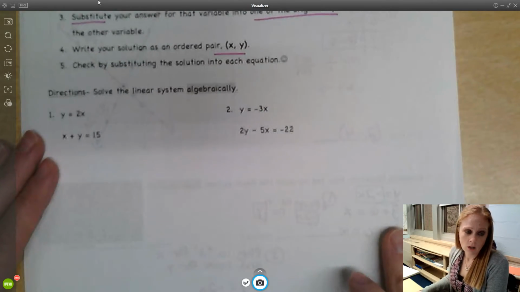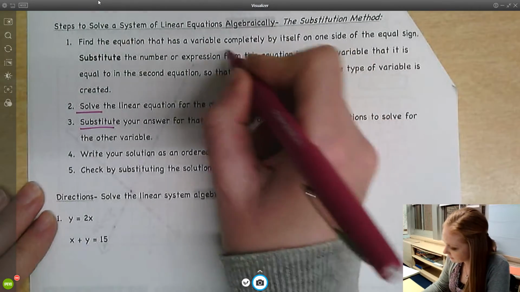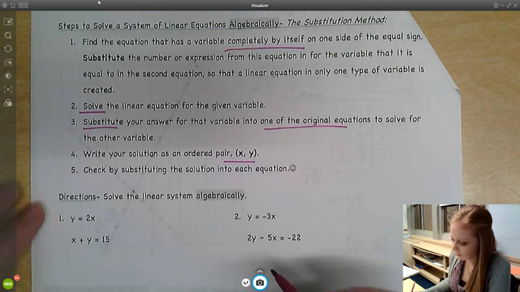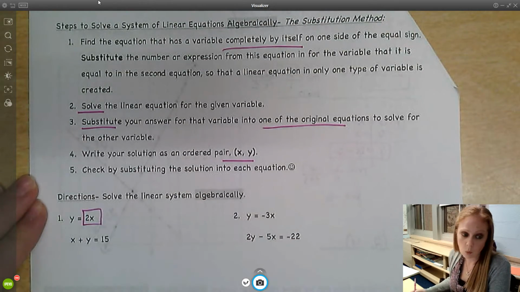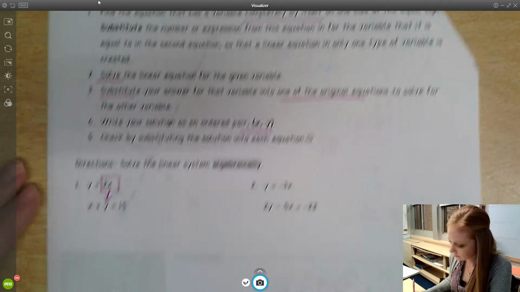Okay. So we're looking for the equation with a variable by itself. So here we have a variable by itself on the first equation. The y is by itself. It says y equals 2x. So we can take that 2x and plug it in for y.